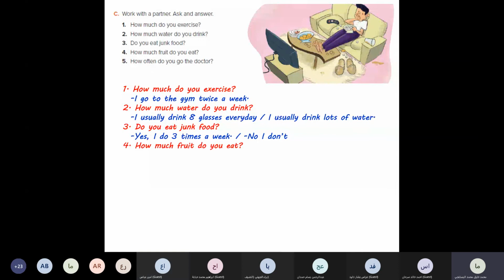Yes. How much fruit do you eat? I eat a lot of fruit. I eat little fruit or a little fruit. That's up to you. Good. The last one. Yes.